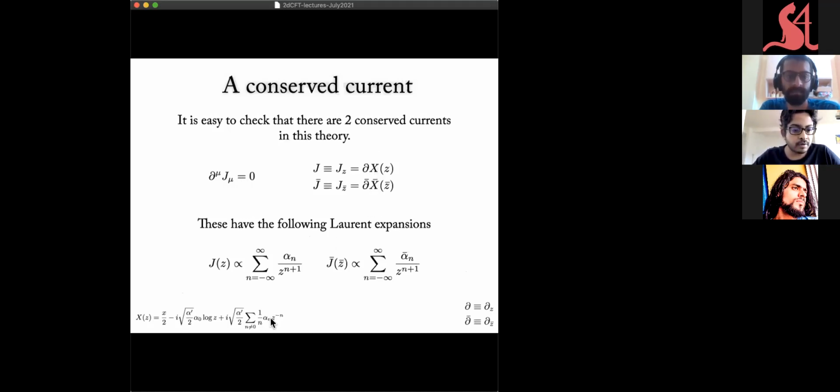And again, you can use the mode expansion or the Fourier expansion for the scalar field itself on the plane. You can substitute this over here and here, and you get that the conserved current itself has a mode expansion, or a Laurent expansion, which is this. Similarly for the anti-holomorphic part.